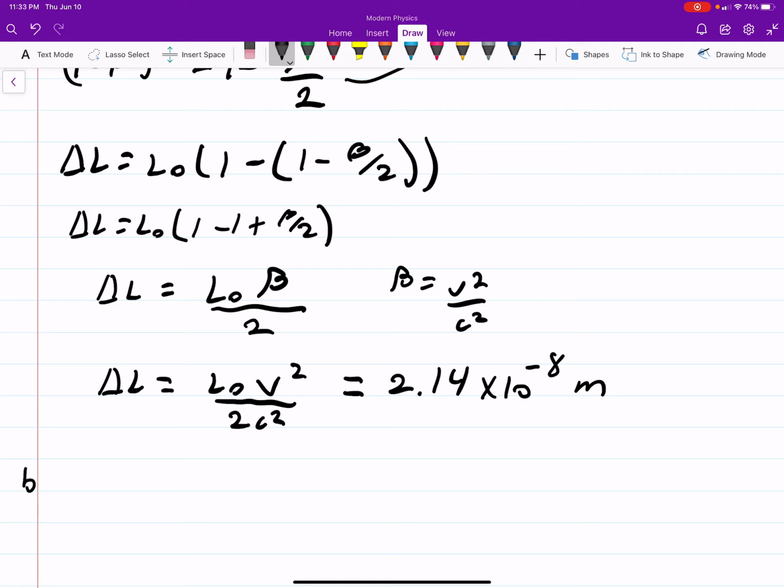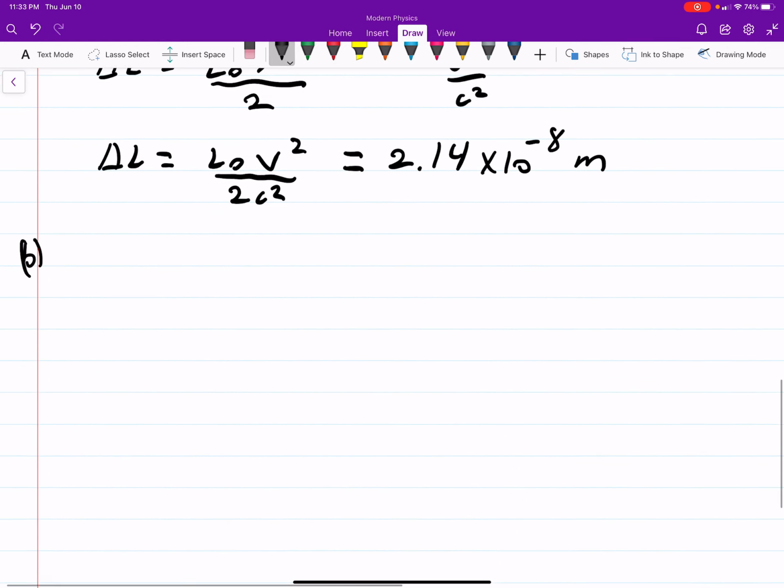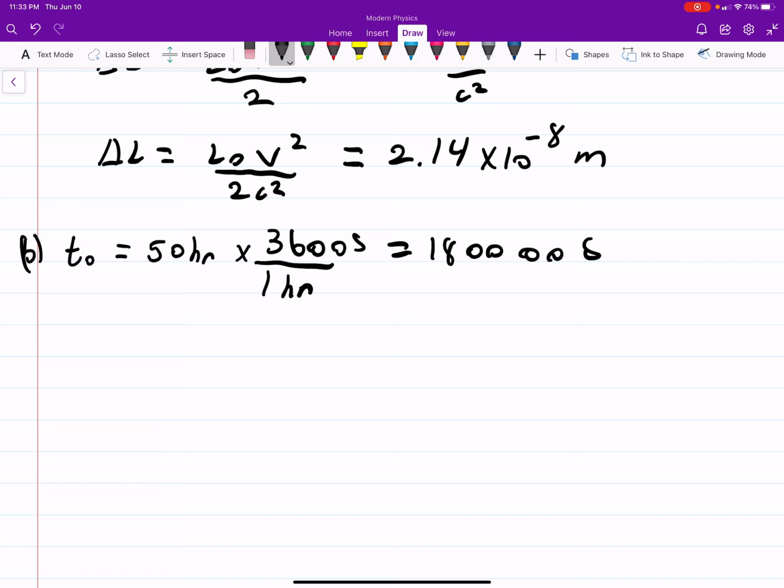Now for question B, it's basically the same idea, except we know it takes 50 hours, and they want to know how much less than 50 hours do they age. So now that we're dealing with time, this isn't length contraction anymore, this is time dilation. Okay? So first off, I'm going to just convert 50 hours, and we know this needs to be in units of seconds because c has units of seconds in it. And if you convert this, I get this many seconds.